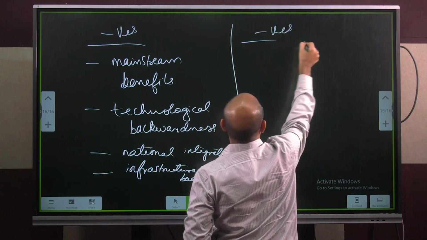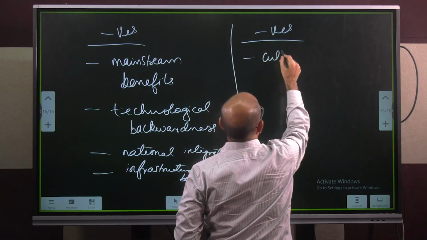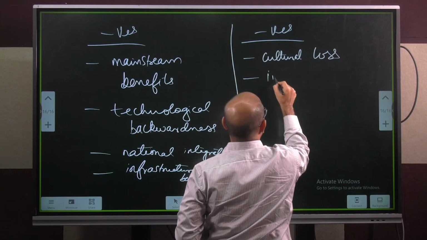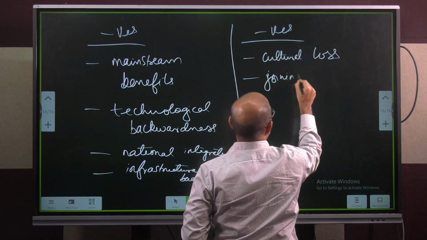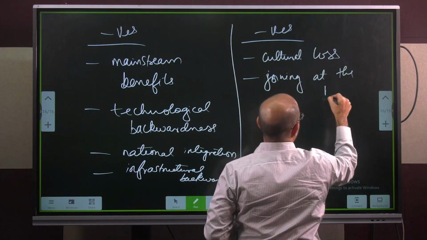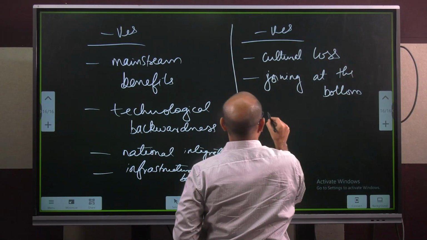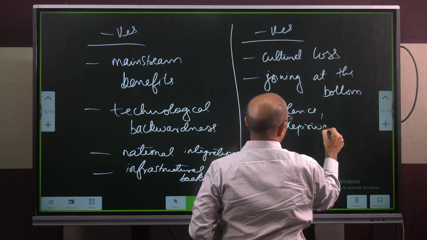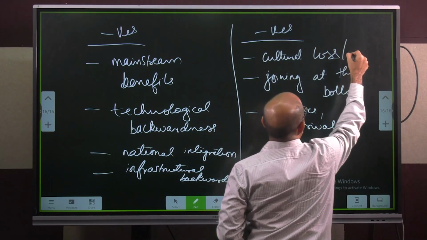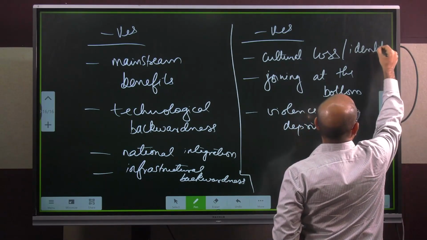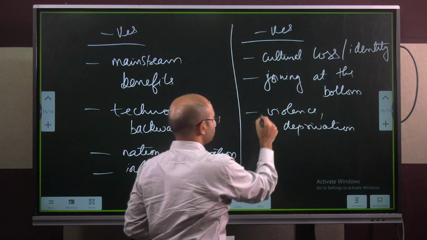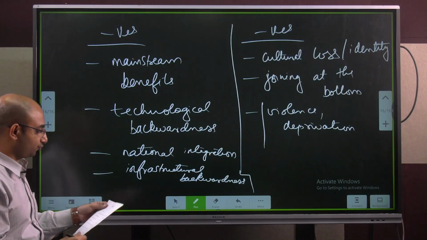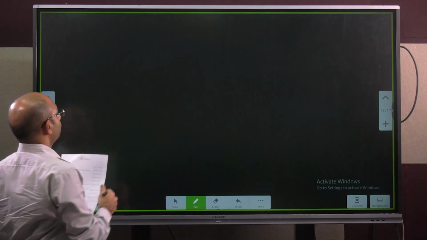But what are the negatives of this approach? This can mean cultural loss. It can also mean integration, joining at the bottom of society. This can also lead to a lot of violence, deprivation, land alienation, and loss of identity. So this whole process can be very violent for tribes, because they are losing their individual tribal identity and they are forced to join society at a lower level. Hence, both are not correct.